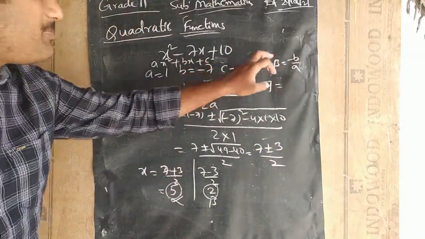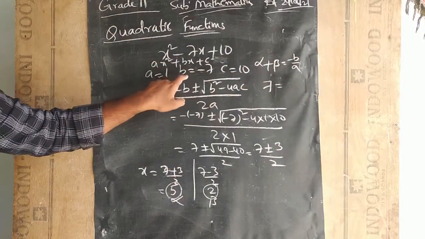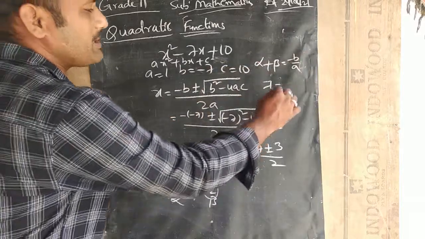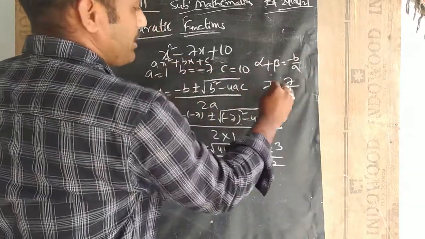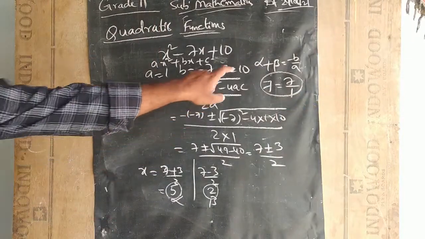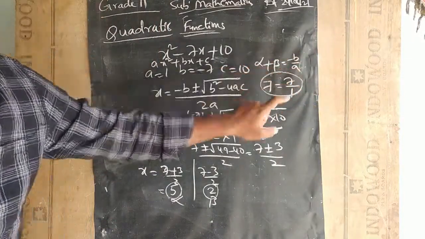What is your minus b? The b value is minus 7, but the formula is asking for minus b. So the answer will be plus 7. The a value is 1. So 7 by 1, which is 7, it is matching. So alpha plus beta will always be equal to minus b by a.